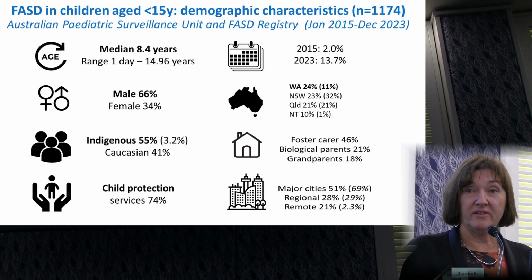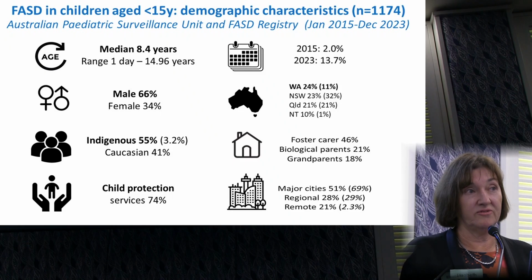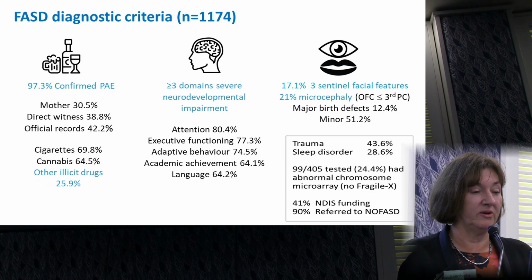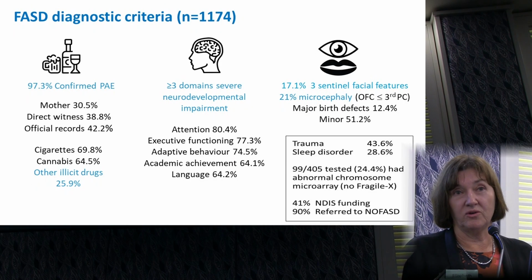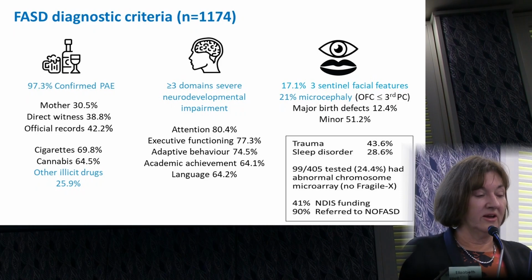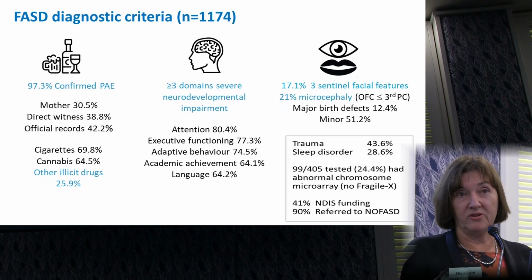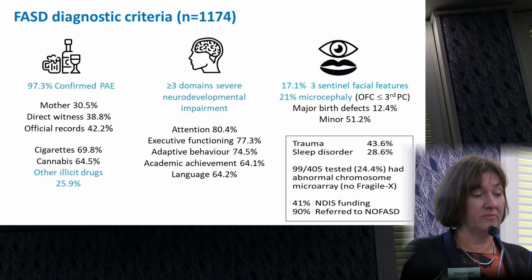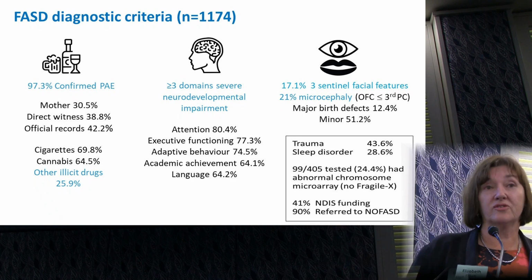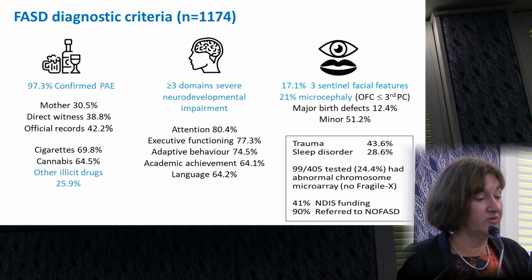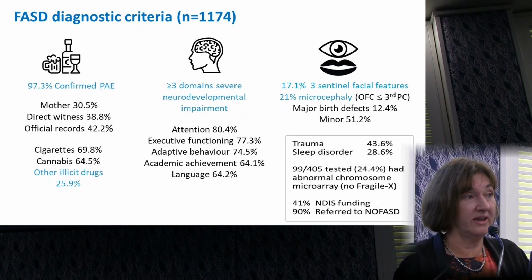Only 20% of these children in the national data set are living with a biological parent, and there's an overrepresentation of children in remote and very remote communities. And these kids have all the features that we expect. Confirmed prenatal alcohol exposure, but interestingly, many of them, as you can see at the bottom of that first column, also have exposure to other drugs, particularly cannabis and nicotine, but also some other illicit drugs.